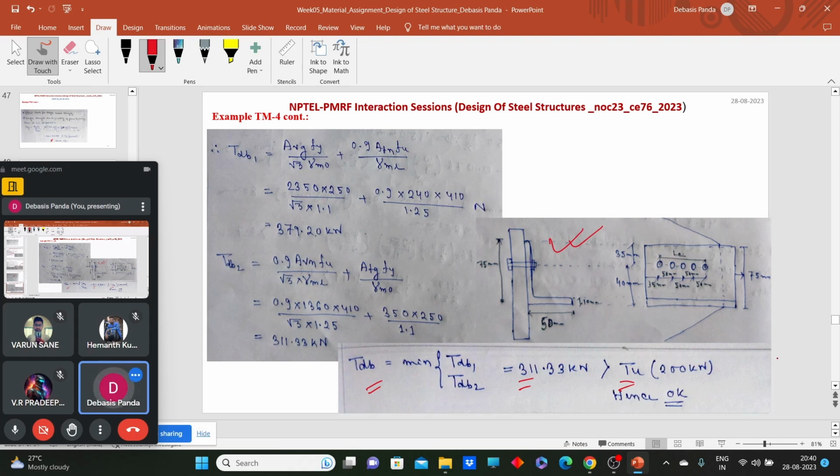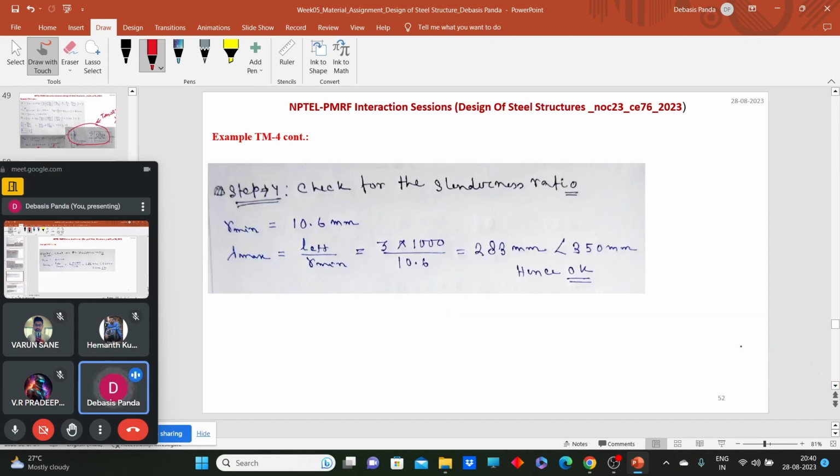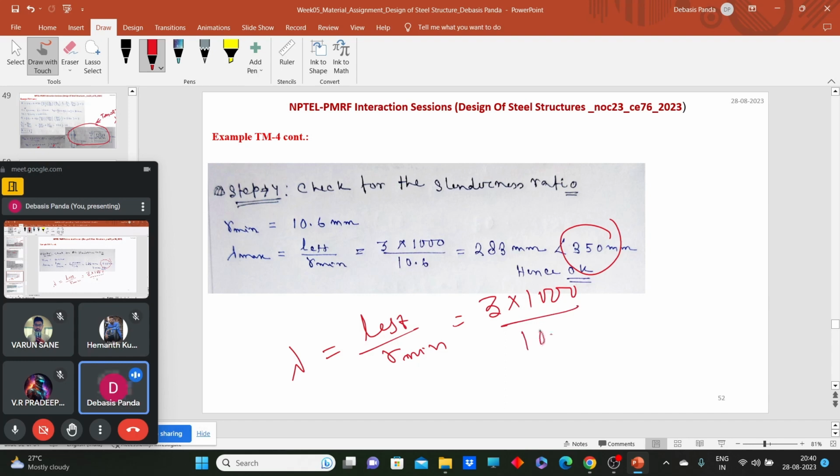Now one more check is needed, that is the check for the slenderness ratio. So this is a connection of a roof tie. For the roof tie of a truss member, we consider 350 as the maximum slenderness ratio. So what will be the slenderness ratio for this? Lambda is the effective length divided by the least lateral dimension. What was the effective length of the member? It was 3 meter. So 3 into 1000 millimeter divided by 10.6. That was the r minimum for ISA 75 into 50 into 10. From where do you get this? SP6. That means in all respects, whatever design I have made, this is safe.